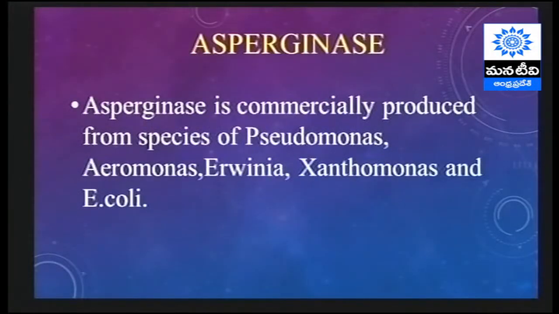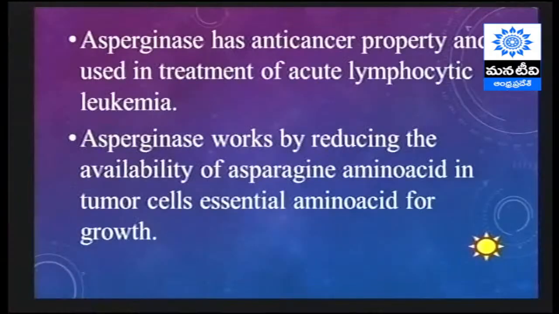After collagenase we will be dealing with the asparaginase enzyme. As the name suggests, asparaginase enzyme acts on the asparagine amino acid. Basically, asparaginase enzyme is used in the treatment of cancers or tumors. It acts as an anti-tumor agent. Commercially, asparaginase enzyme is produced from species of Pseudomonas, Aeromonas, Erwinia, Xanthomonas and E. coli. Since asparaginase has anti-cancer property, it is also used in the treatment of acute lymphocytic leukemia. Leukemia is a kind of blood cancer.